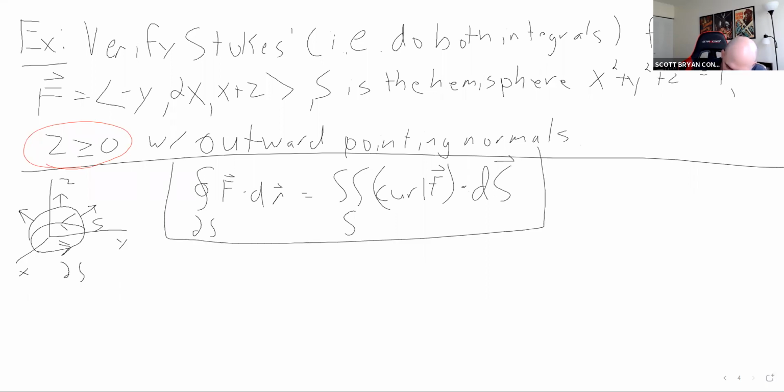So first, let's do S. Let's do the right-hand side of this. Okay, so we're doing an integral of a surface. First step we always need to do for a surface integral, no matter what we're integrating, is parameterize a surface.